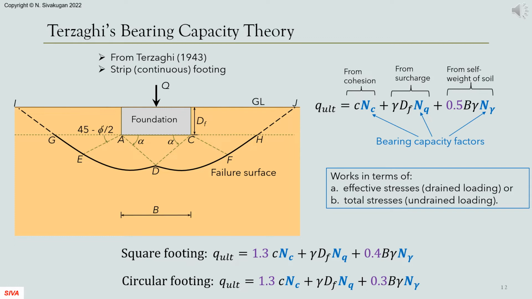Terzaghi proposed the first rational equation for the ultimate bearing capacity of a strip footing. The equation contains contributions to the ultimate bearing capacity from 3 separate components: cohesion, surcharge, and self-weight of the soil. He introduced 3 bearing capacity factors NC, NQ, and N-gamma, which are functions of the friction angle. The ultimate bearing capacity equation was slightly modified for square and circular footings as shown at the bottom of the slide.